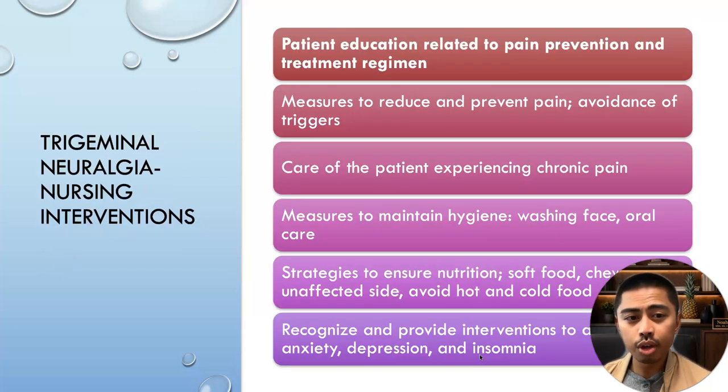So for the nursing interventions, we want to make sure we prevent pain, of course. So we need to identify and avoid the triggers. If the patient is having pain whenever they chew on the right side of their mouth, maybe switch to the other side of the mouth and see if that helps. We want to avoid triggers like cold air, touching the affected side, and chewing on the affected side.